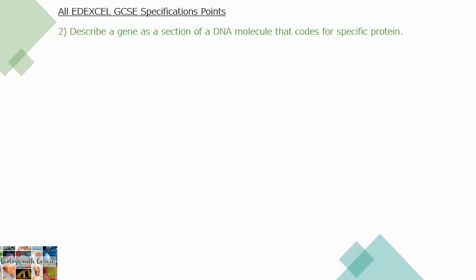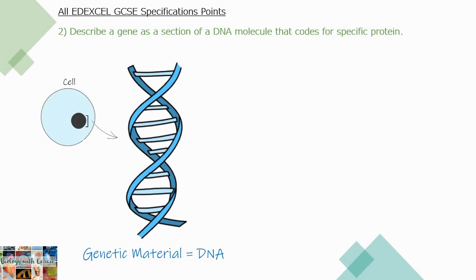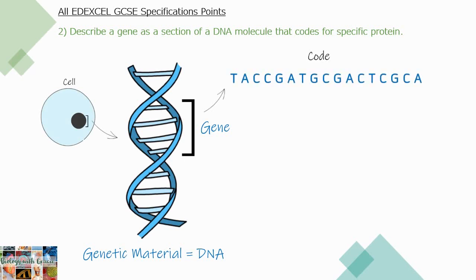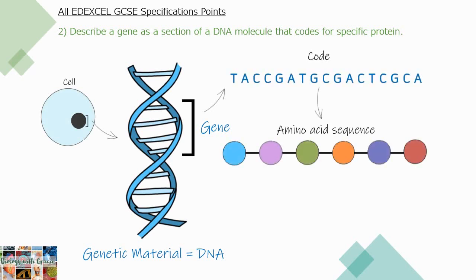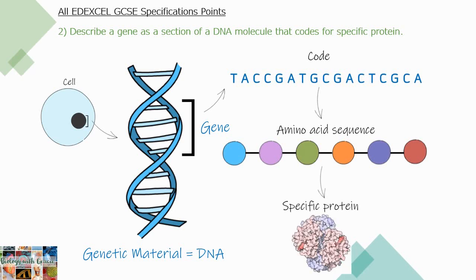Moving on to our second specification point. Here we have our cell and our nucleus, and within the nucleus is our genetic material, our DNA, and a section of DNA is known as a gene. This gene has a specific code of bases, and this code determines the sequence of amino acids, which then influences the specific protein. So if we were to put that into a definition, it's just as the specification point says, a gene is a section of DNA that codes for a specific protein.